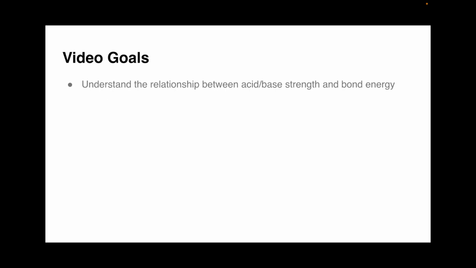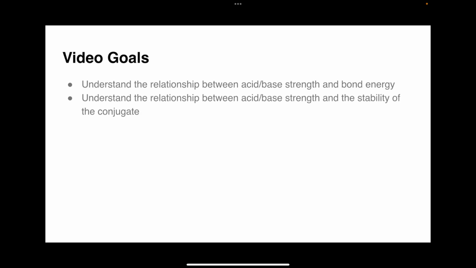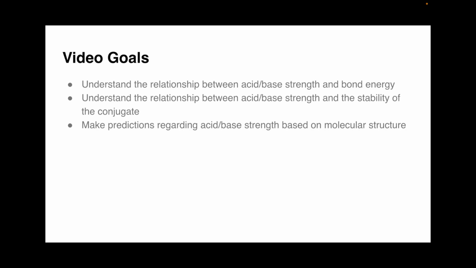Let's review our goals. First, we looked at the relationship between acid strength and bond energy. Then we looked at the relationship between acid strength and the stability of the conjugate. And then we learned to make predictions regarding acid strength based on molecular structure.